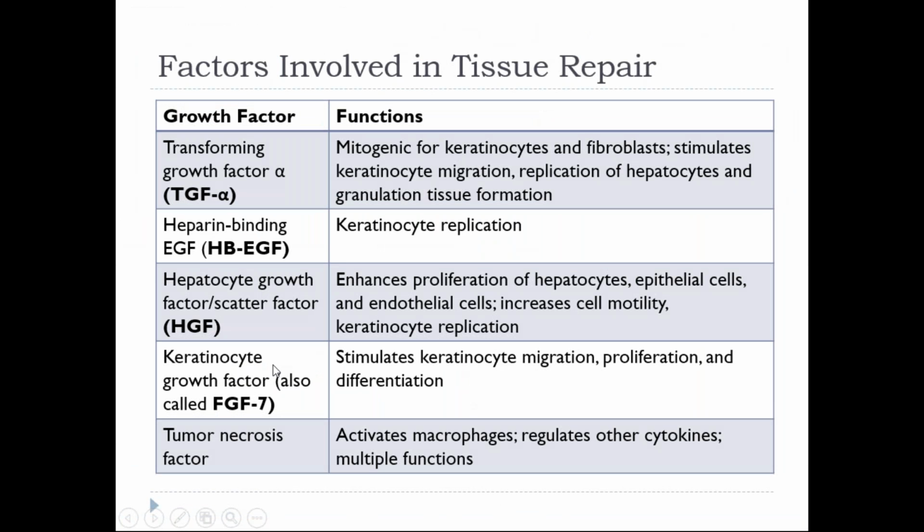Apart from this, other growth factors like heparin-binding epidermal growth factor help in keratinocyte replication. Hepatocyte growth factor enhances proliferation of hepatocytes, epithelial cells, and endothelial cells, and increases cell motility and keratinocyte replication. And keratinocyte growth factor, also called fibroblast growth factor 7, stimulates keratinocyte migration, proliferation, and differentiation. And we already discussed tumor necrosis factor.